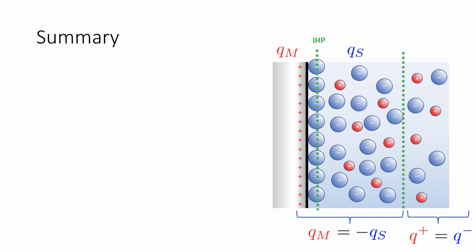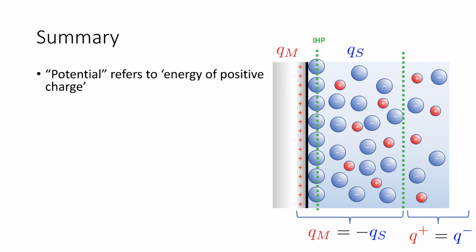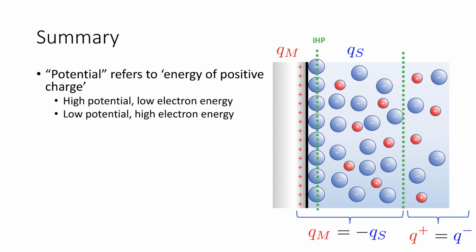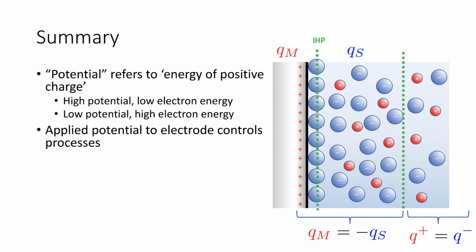In summary, remember that potential refers to the energy of a positive test charge. A high potential gives us a low electron energy, while a low potential gives us a high electron energy. So think about what's going on. This is a potential source of confusion, but remember that if we have a high potential electrode, that means we've added positive charge to it, which is stabilizing the electrons. By applying the electrode potential, that allows us to control processes. So if we apply a positive potential, it lowers the Fermi level, which will drive spontaneous oxidation. If we lower the potential, we're removing positive charge, remember, that raises the electron energy, and that has the effect of driving spontaneous reduction at the electrode.